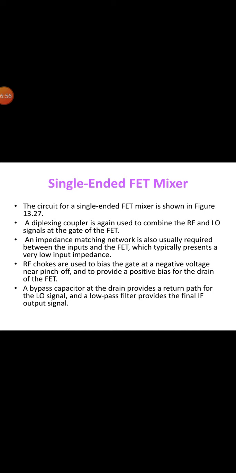An impedance matching network is usually required between the inputs and the FET, which typically presents a very low input impedance. RF chokes are used to bias the gate at a negative voltage near pinch off and to provide the positive bias for the drain of the FET. A bypass capacitor at the drain provides a return path for the local oscillator signal, and the low pass filter provides the final IF output signal.